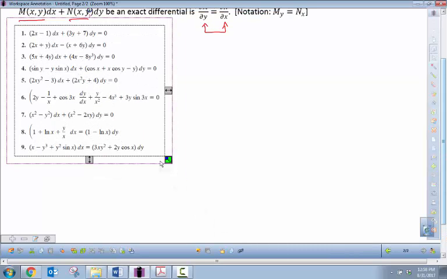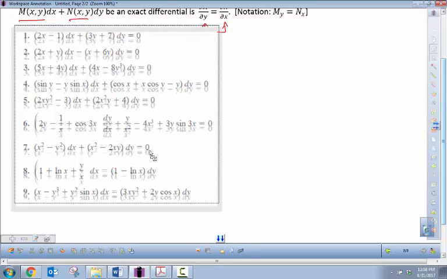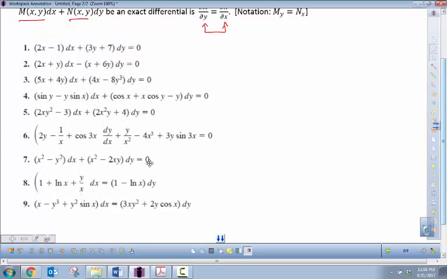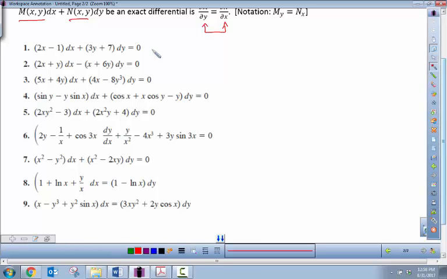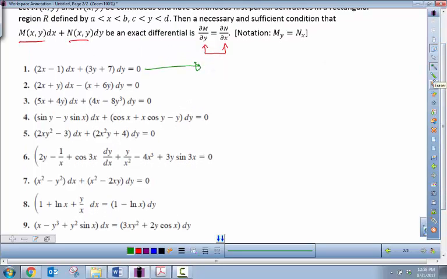Let's do number one and see if it's exact. This will give us some practice on taking derivatives, partial derivatives. We have to assume that the M is the one next to the dx, and we want to take the derivative of that with respect to the other variable, y. So that's the key.